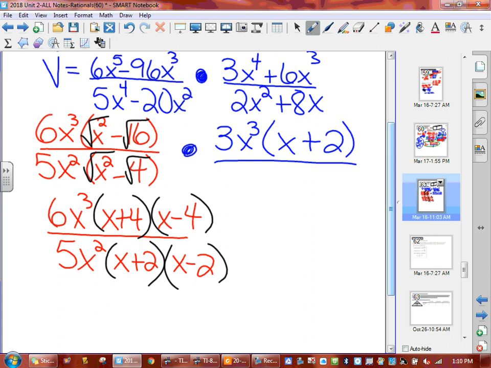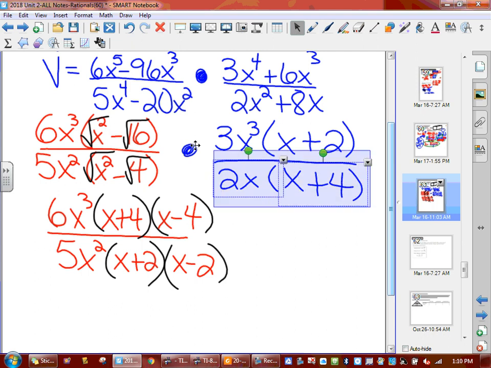And the next one, all I can take out is a 2x, and all I have left over is an x plus 4. There, that's when you can't. There wasn't anything extra I could factor there, so that is going to sit down right inside this guy. I'm just going to clone him and make him go below.